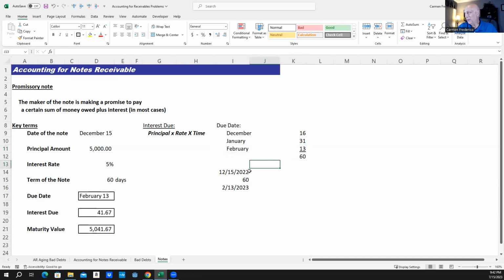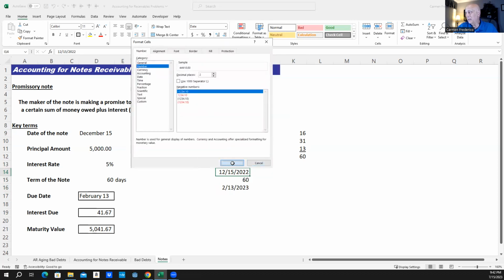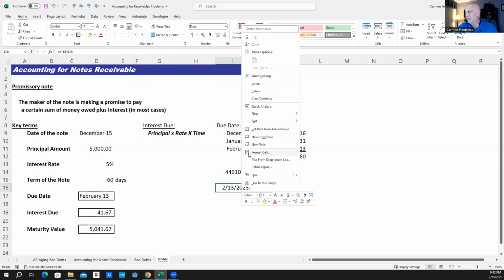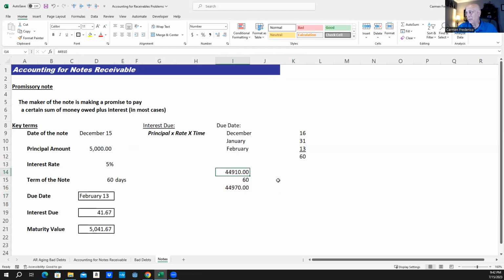How does Excel know that this date plus 60 equals February 13th? Well, I'll tell you a little secret about Excel if you don't know already. If I format this cell into a number, you're going to see that behind every date, there is a number. That's how it does the calculation. So December 15th is day number 44,910. February 13th is day number 44,970. So that's how Excel knows and does the math for you. Okay, so there you have it.